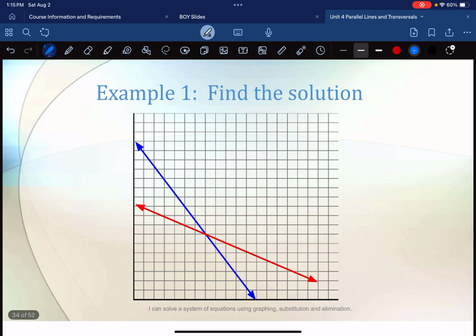So here's hopefully a very simple one for you. Example 1, find the solution. Someone has graphed two lines, and the solution is simply this point right here. 1, 2, 3, 4, 5, 6, so that's 7, and then up 1, 2, 3, 4, 5, 6, 7. Oh, that's 7, 7. So the solution is 7 for x and 7 for y, and if we knew the equations, those two would solve each equation, making them true.